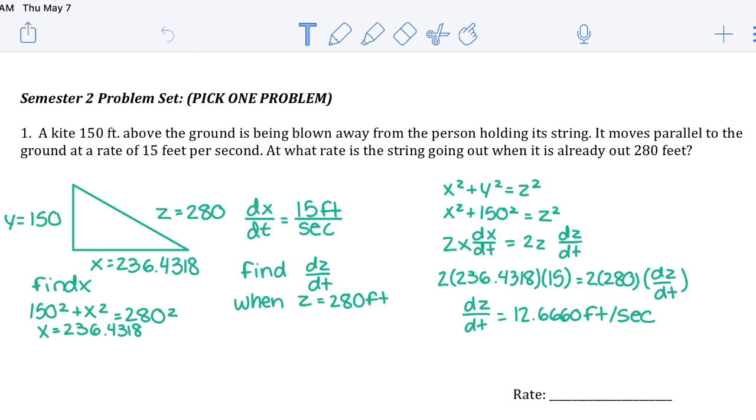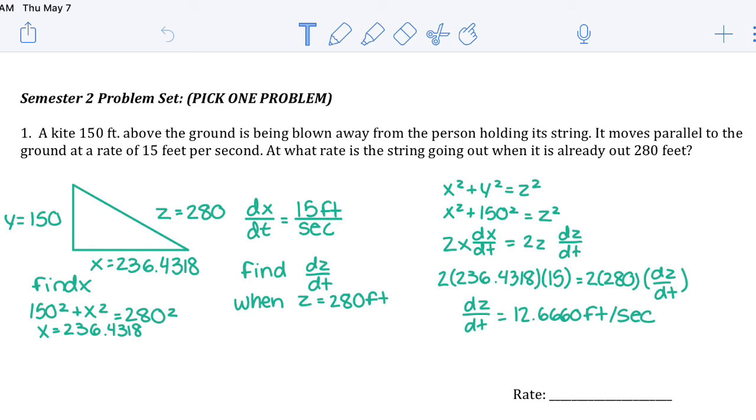236.43818. Now, you know the rate of change for x, dx/dt, is 15 feet per second, because you differentiate implicitly with respect to time, so that's where you get dx/dt. And your goal is to find the rate of change for the hypotenuse, z, so you need to find dz/dt when z equals 280 feet.